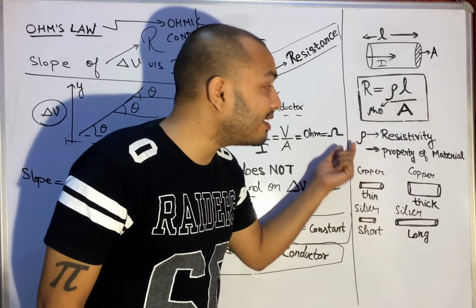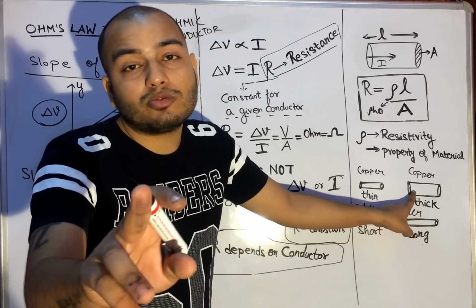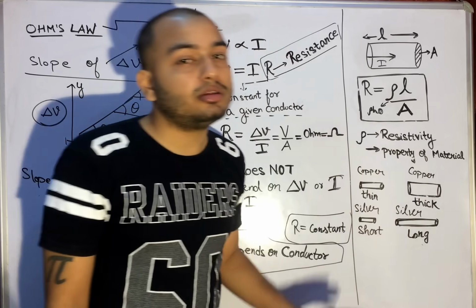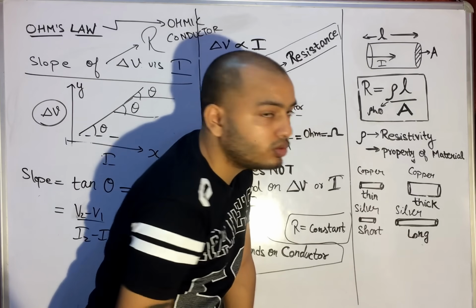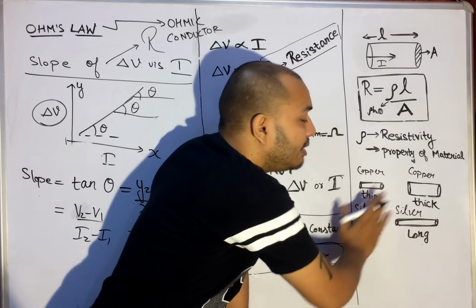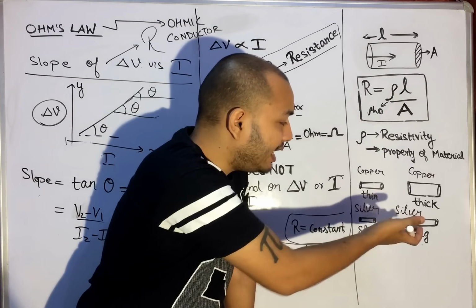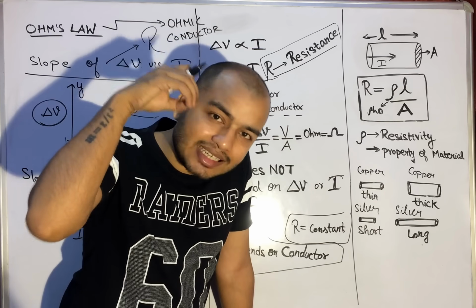But what about resistivity? Resistivity will be the same for both wires because it depends on the material, and the material is copper. So resistivity does not depend upon area. What about these two? Both are made of silver, the material is the same, so resistivity will be the same for both. Resistivity depends only on the material from which it is made.